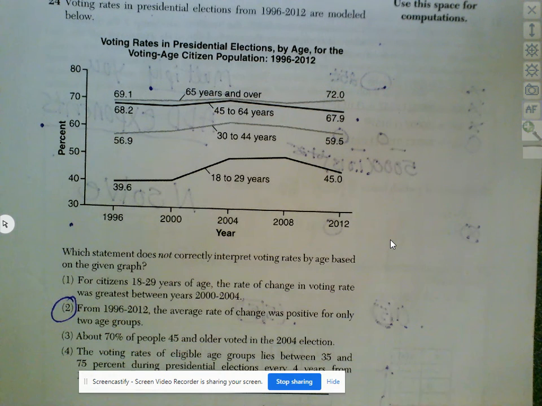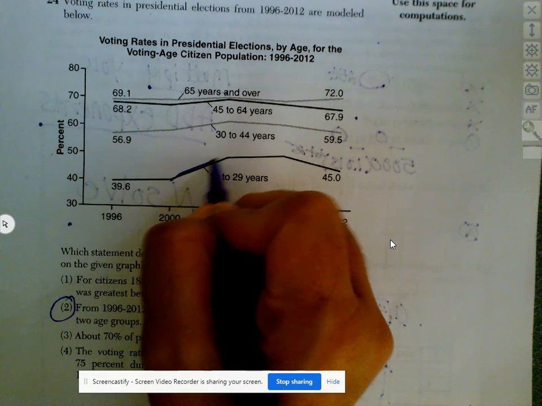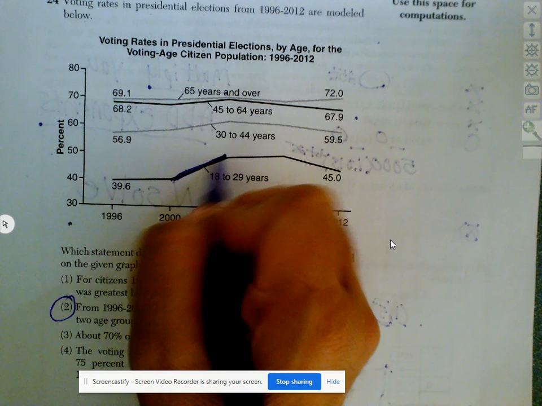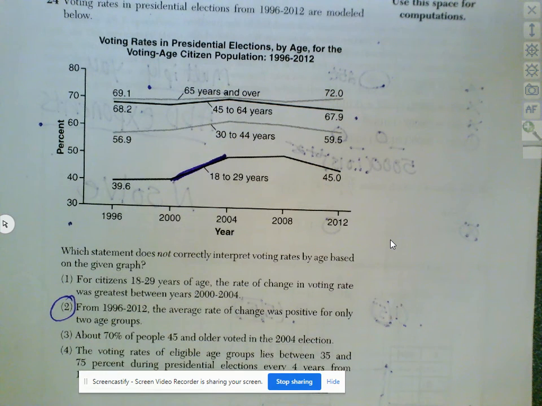So it says, for citizens from 18 to 29 years of age, the rate of change in the voting rate was greatest between 2000 to 2004. We can see from 2000 to 2004, the line was the steepest, so the slope is the greatest, so that is true.